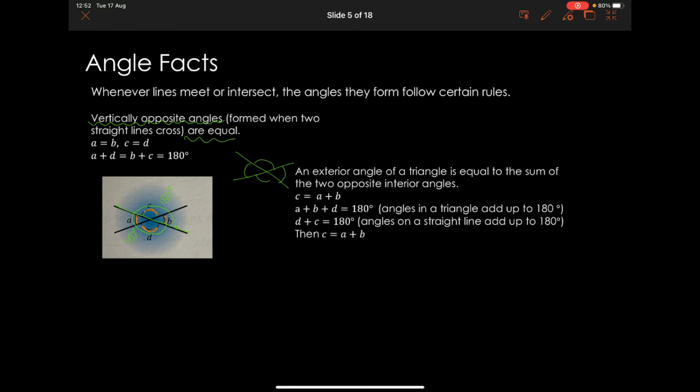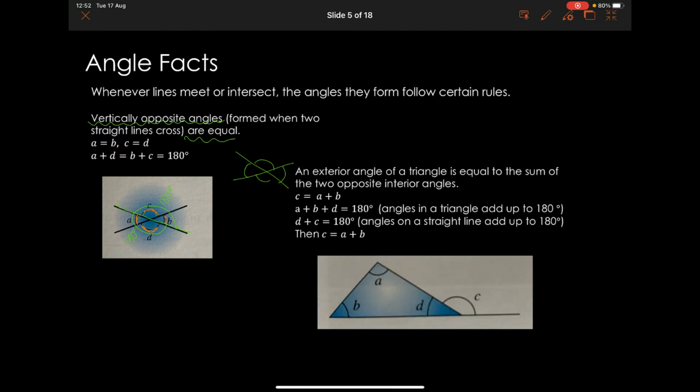Now then, an exterior angle of a triangle is equal to the sum of the two opposite interior angles. So what we can say is that these two interior angles here are the same as C. So if we add those two together, it tells us what C is, and that's the external angle of the triangle. However, another thing we could remember here is that this is also a straight line, so D and C, let's write this down here, equals 180 degrees as well.